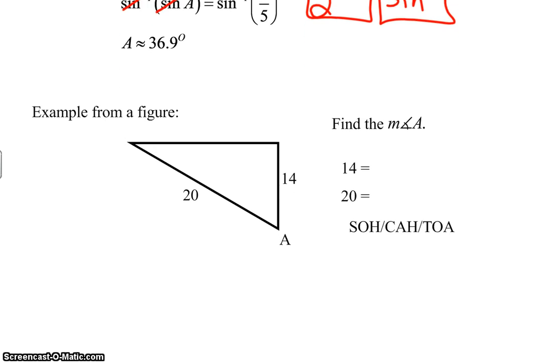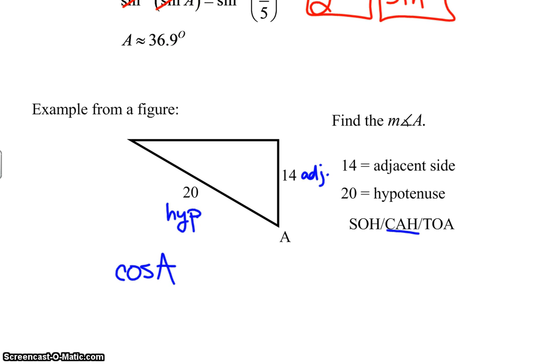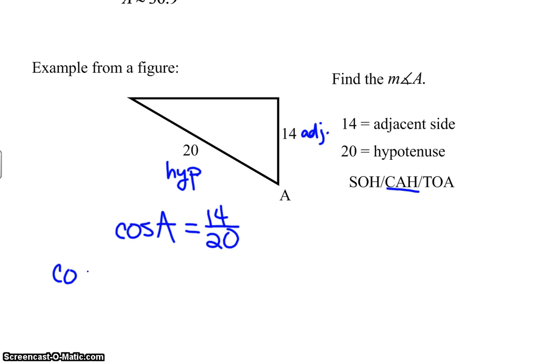Now, we can actually do the same thing from a figure, and when we do it from the figure, we have to identify the parts. If we're looking for angle A, I need to know that 14 was adjacent, 20 was the hypotenuse, so I had adjacent and hypotenuse. With adjacent and hypotenuse, I'm going to be using cosine. So I know that the cosine of A equals 14 over 20. To solve it, I'm going to take the arc cosine of both sides, and that will give me my answer.